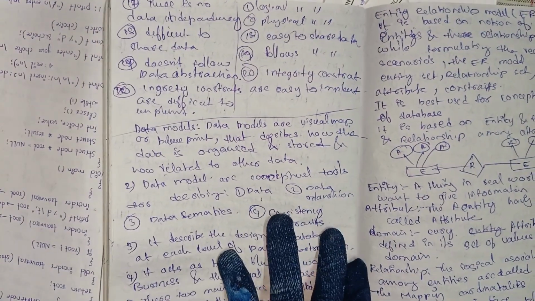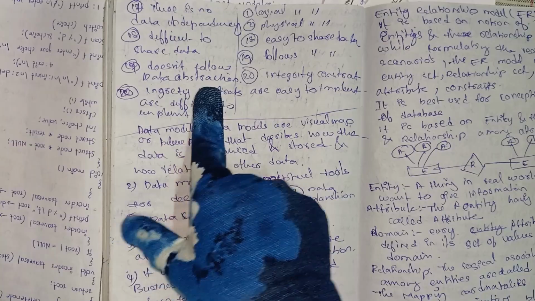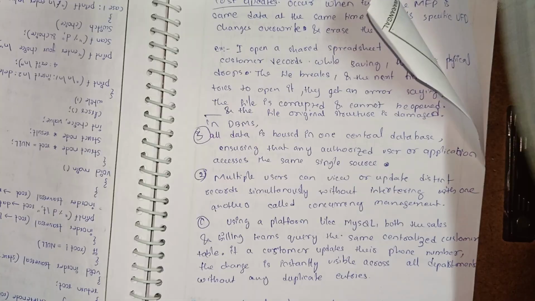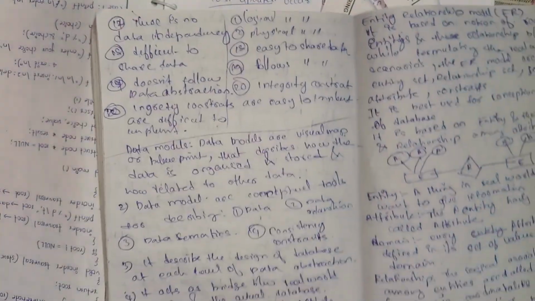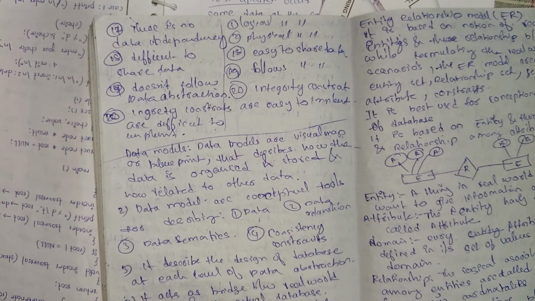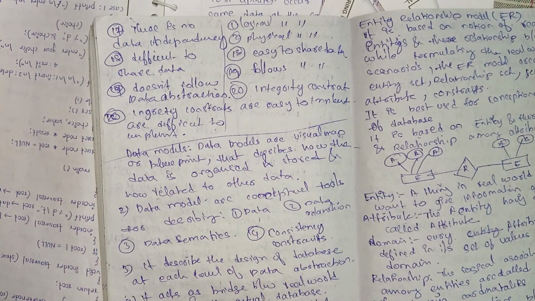And then we will see the 19th point: the file system does not allow data abstraction, while the DBMS follows data abstraction. So what is data abstraction? Abstraction means hiding. If we open a file, the data is visible; the data is not abstracted anywhere.